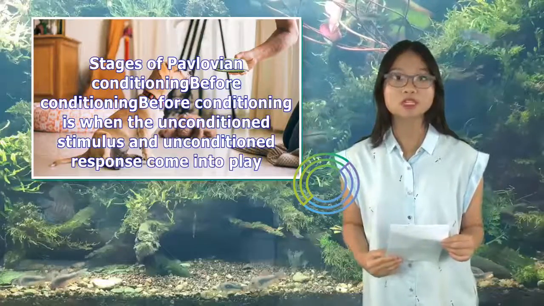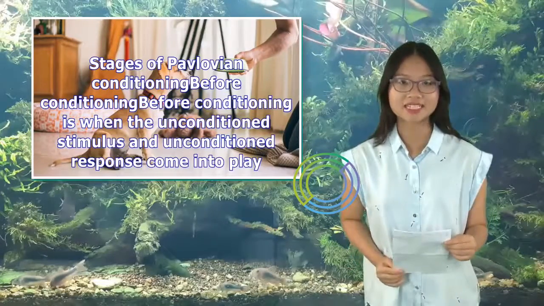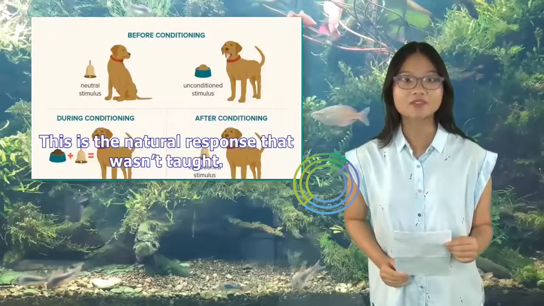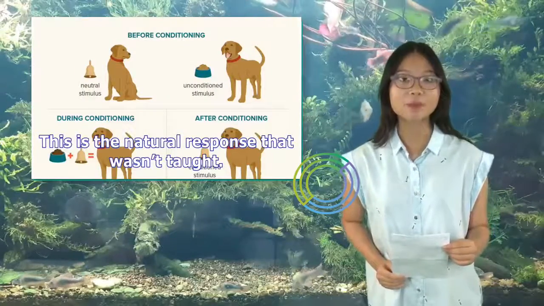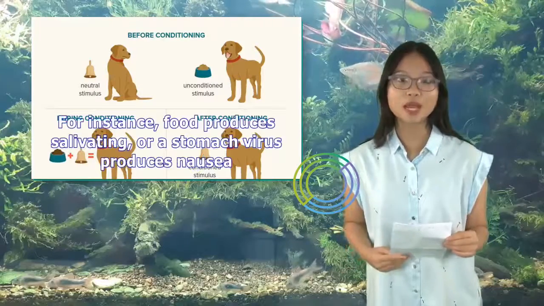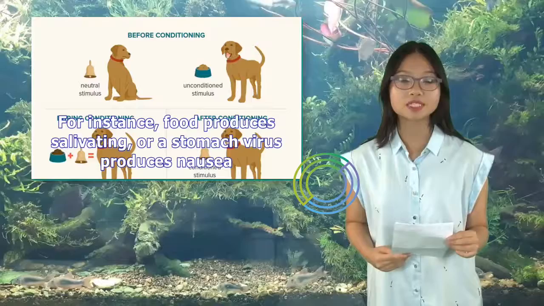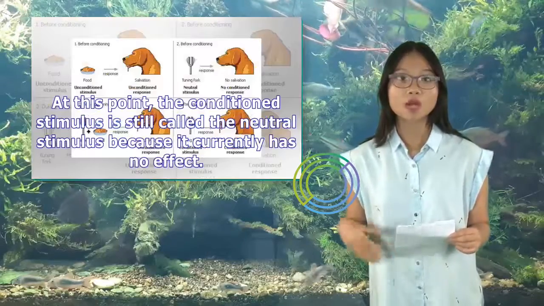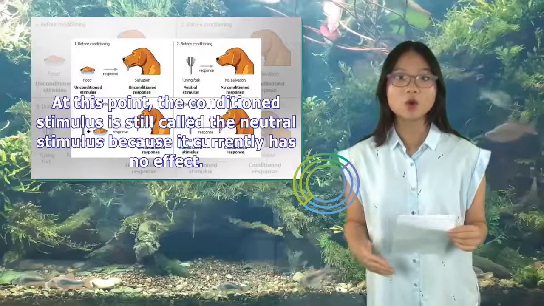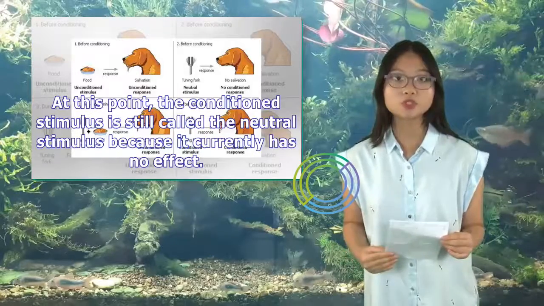Stages of Pavlovian conditioning. Before conditioning is when the unconditioned stimulus and unconditioned response come into play. This is the natural response that wasn't taught. For instance, food produces salivating, or a stomach virus produces nausea. At this point, the conditioned stimulus is still called the neutral stimulus because it currently has no effect.